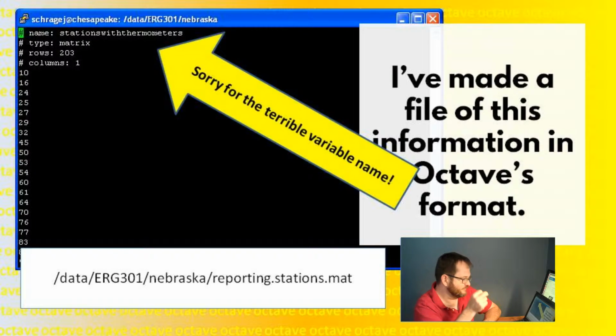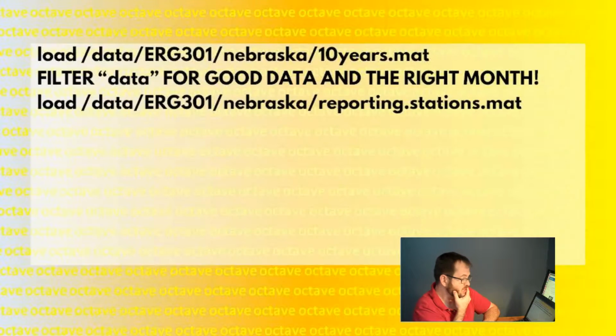So the first station with the thermometer is station number 10. The second station with the thermometer is station number 16. And you could go into the reference table and look up, oh, station 10 is, I don't know, let's say Dodge, Nebraska, and station 16 is 4.5 miles northeast of Niobrara or something. So all 203 correspond to some location.